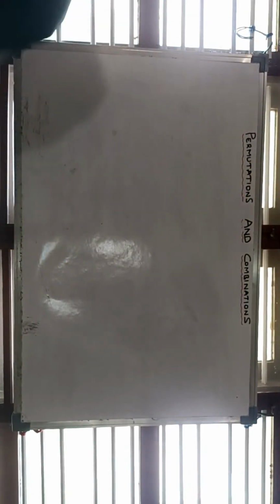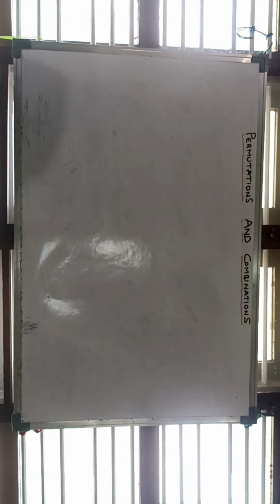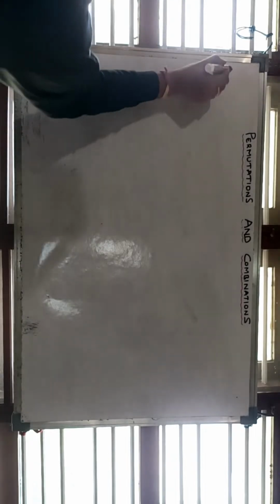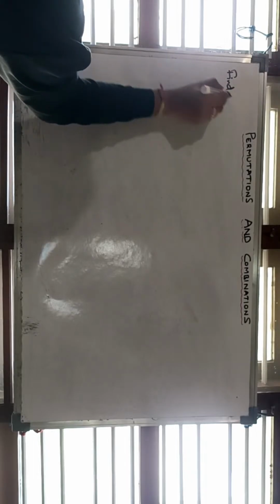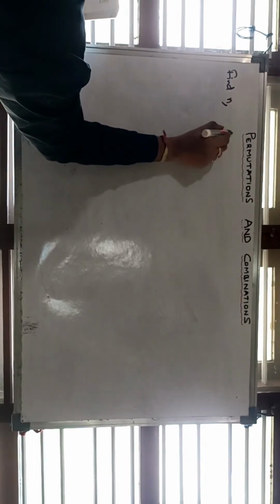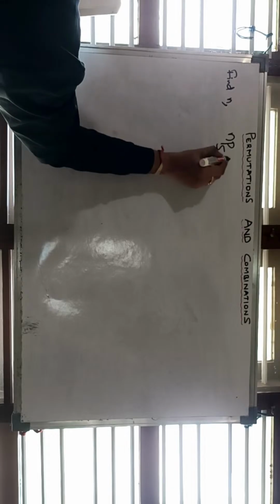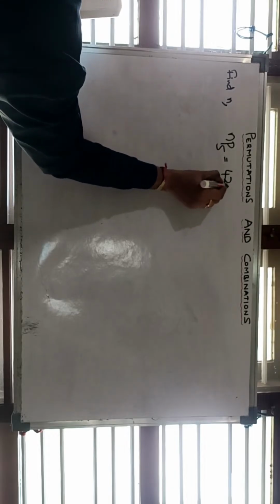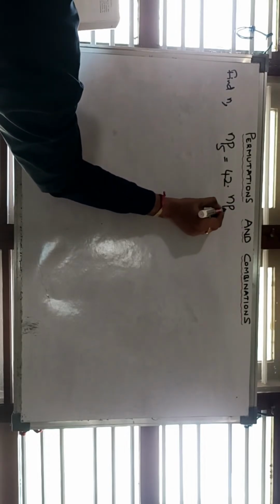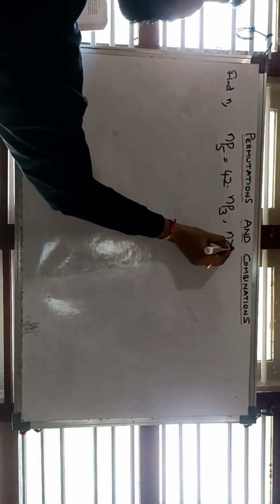So how to evaluate sums in permutations as well as in combinations we'll discuss. Look at carefully. Now this kind of sums they'll ask for 3 marks. That is, find the value of n. They're given nP5 is equal to 42 times nP3, n greater than 4.